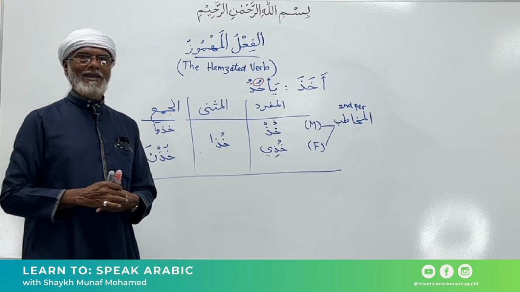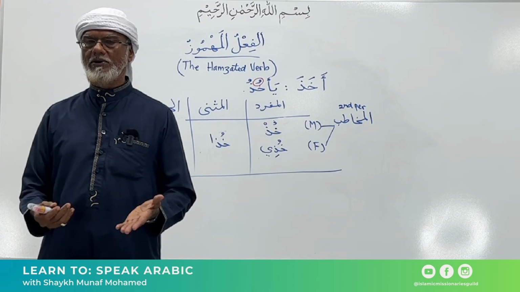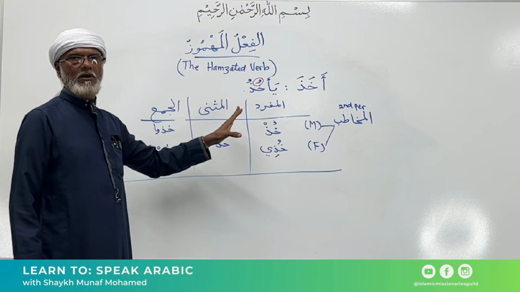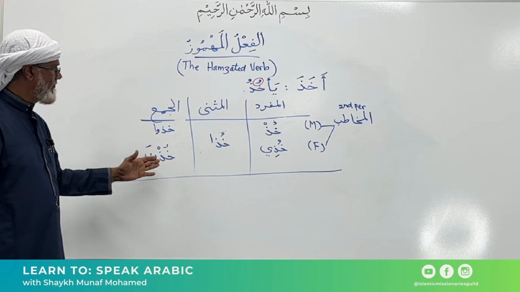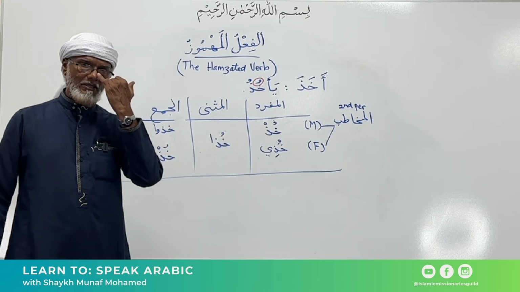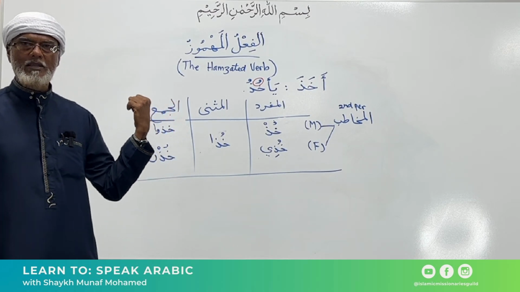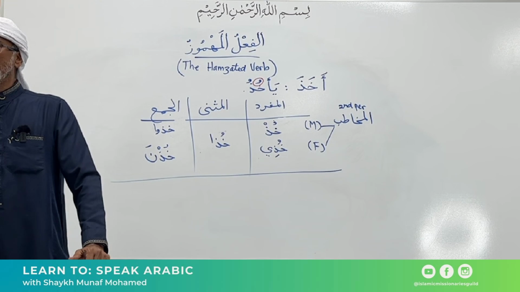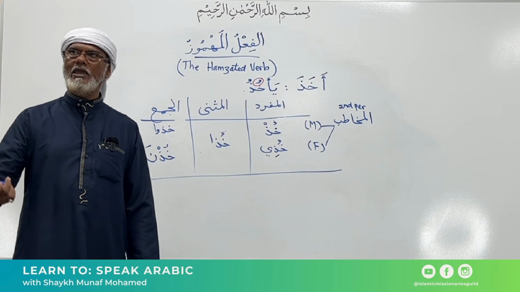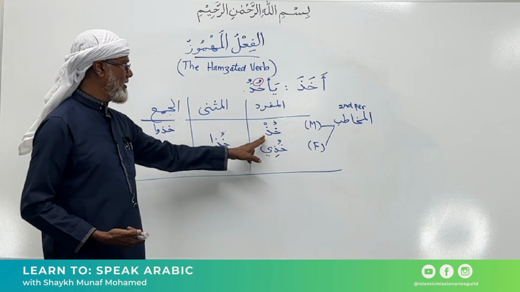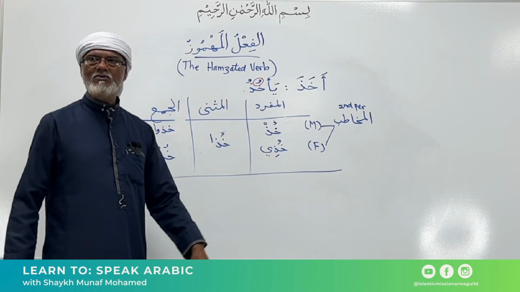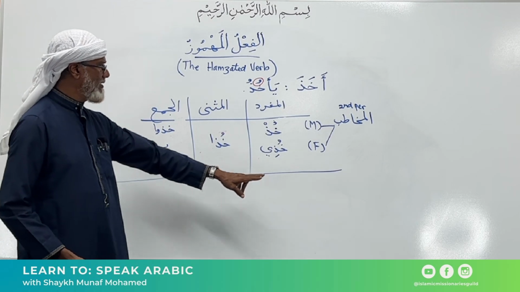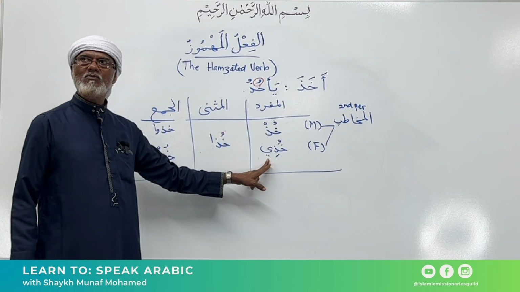So that is why the Hamzated verbs had to be categorized in a different category because of the changes that take place in the imperative form. Right? So if you want to tell somebody take, you say what? خذ. And if you're telling a female to take, you say what? خذي.